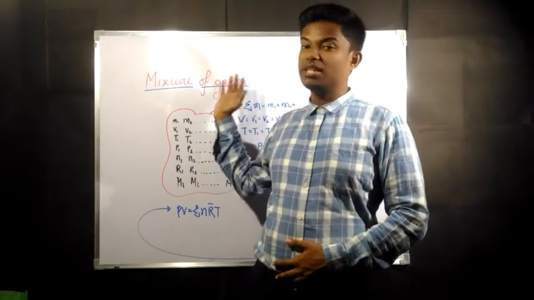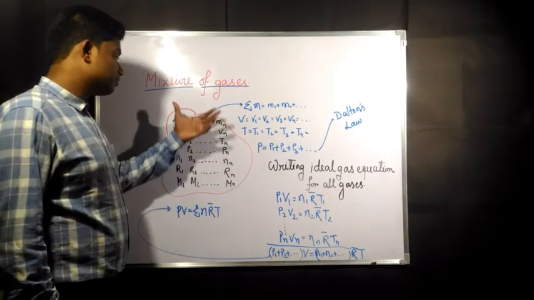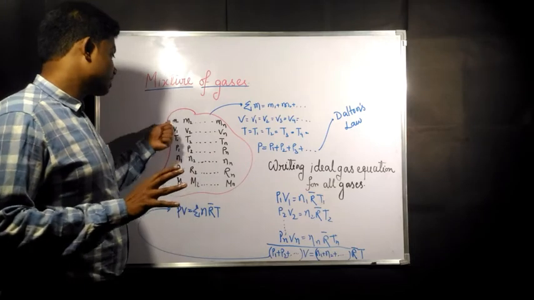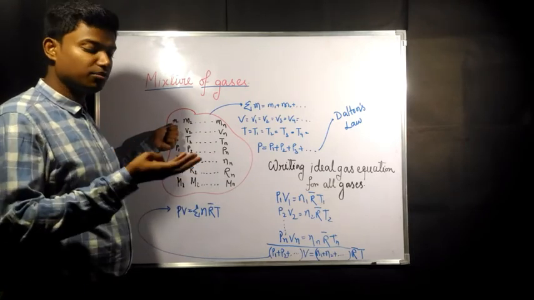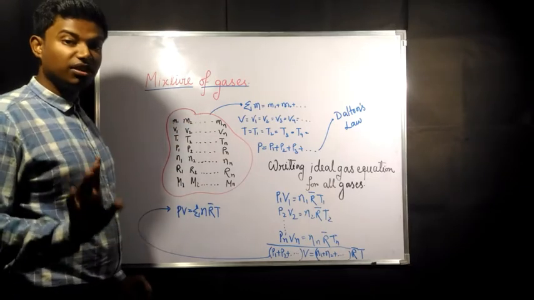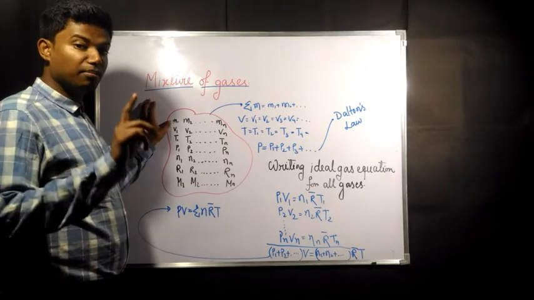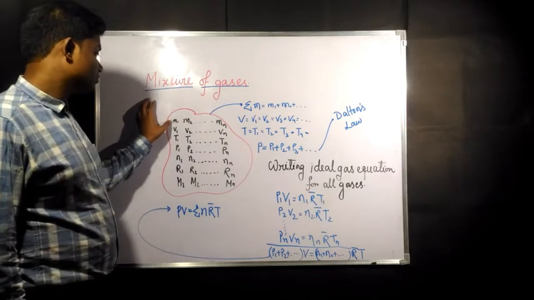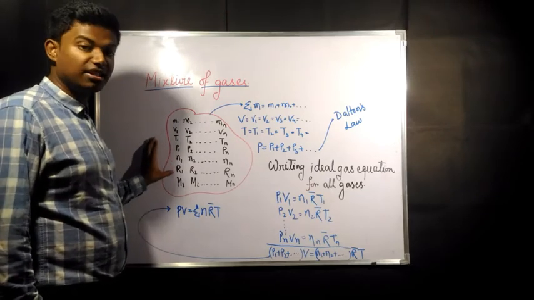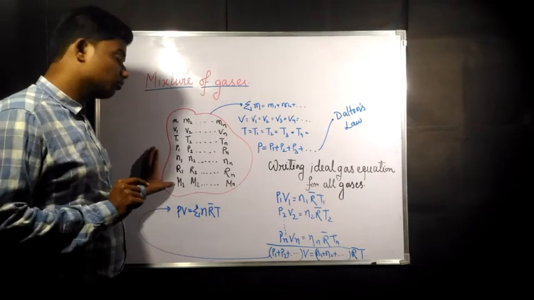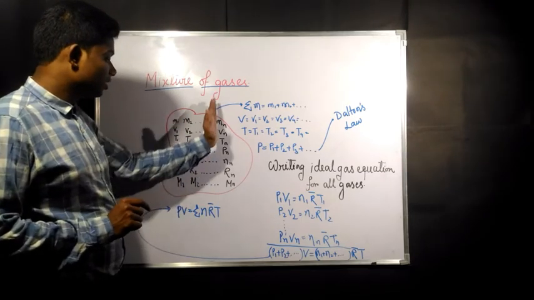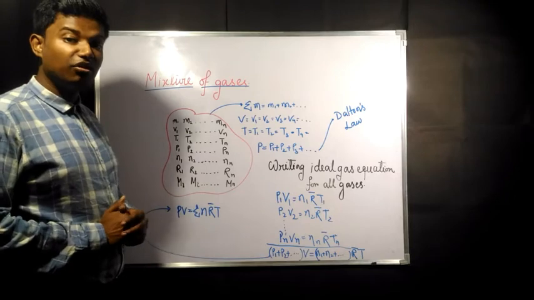The next thing would be mixture of gases. First of all, let us suppose that there is a system, and in this system there are n number of gases, numbered 1, 2, 3 and so on up to n. We have listed down some of the properties for each of the gases. For gas number 1, we have listed mass m1, volume V1, temperature T1, pressure P1, number of moles n1, characteristic gas constant R1, and molecular weight M1. In this way we have listed down the properties for gas number 2 and for all n gases.